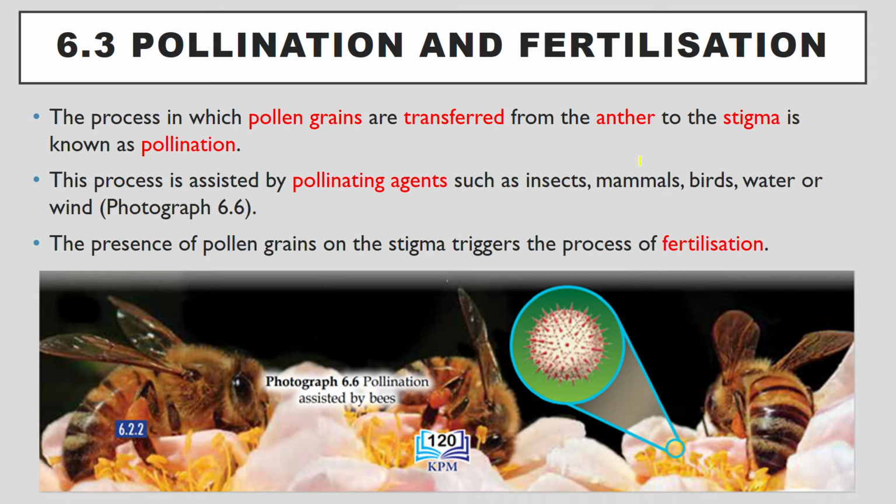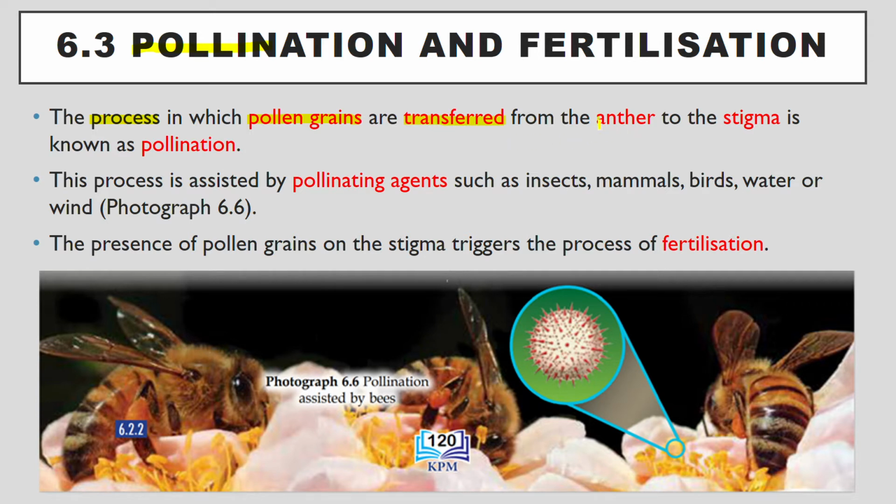Okay, let's look into pollination and fertilization. So let's define pollination. By the word itself, you know that it has something to do with the pollen grains. Okay, and you have to mention that it is a process. So what happened to the pollen grains?